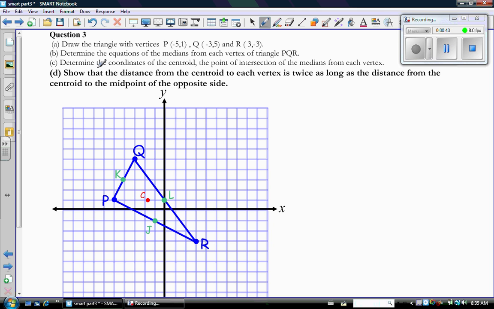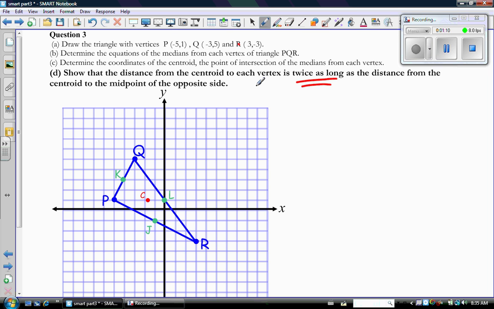And then in video number 2, we determined the coordinates of the centroid. The centroid is shown in the diagram with labeled point C, and we found that coordinate by algebraically finding the intersection of those median lines. Now in video 3, we're going to look at part D. So let's see what it says. It says show that the distance from the centroid to each vertex is twice as long as the distance from the centroid to the midpoint on the opposite side.